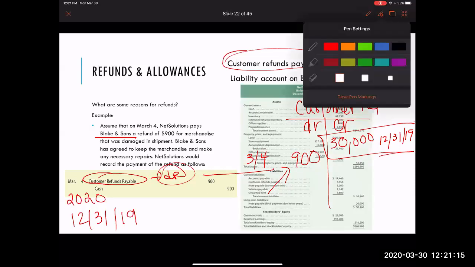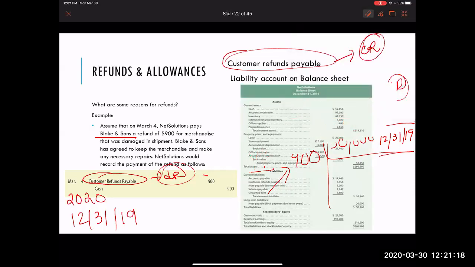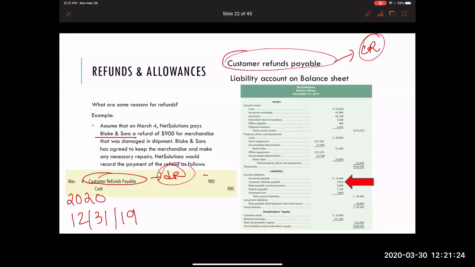And so what I wanted to show you in this particular example, on the balance sheet, is that the customer refund account goes right under current liabilities as a customer refund payable account. Okay. So with that, I'll stop this video, and we're going to dive a little bit deeper into refunds and allowances and what that looks like.